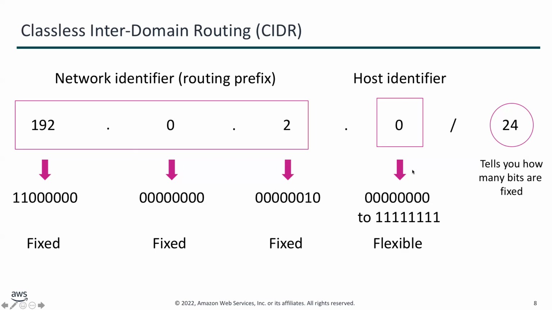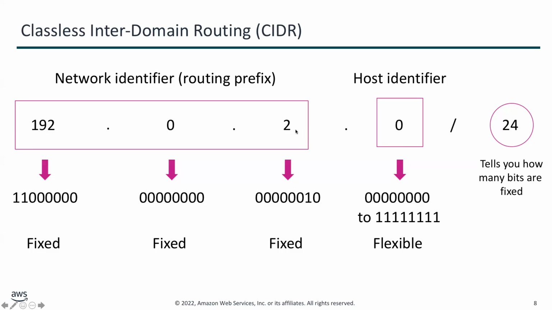Now, if we have 24, that means 3 octets: 8, 16, and 24. They are fixed. So the remaining 8 bits are flexible, and flexible as in we can give them to any computer or any resource within this network. You have 8 bits, so you can have 256 different IPs, because 2 to the power 8 is 256.